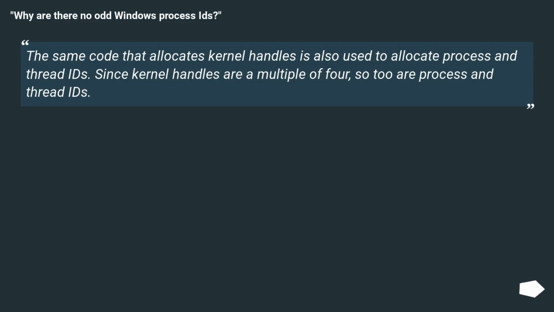Why are there no odd Windows process IDs? The same code that allocates kernel handles is also used to allocate process and thread IDs. Since kernel handles are a multiple of 4, so too are process and thread IDs.